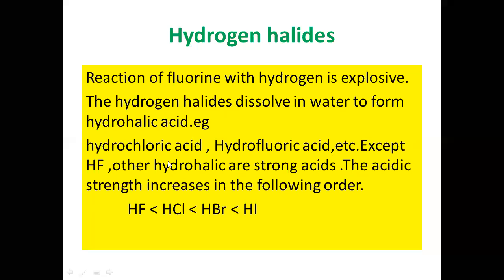All these hydrohalic acids, except hydrofluoric acid, are strong acids. What are strong acids? Those substances which give protons in water or in aqueous solution are called acids. Hydrofluoric acid is not giving hydrogen ions easily, that's why it is a weak acid. But the rest, hydrochloric, hydrobromic and hydroiodic, are strong acids. The strongest acid is hydroiodic, because it can give the proton very easily due to the large size of iodine. Then hydrobromic acid is stronger than hydrochloric, and hydrofluoric is the weakest acid.